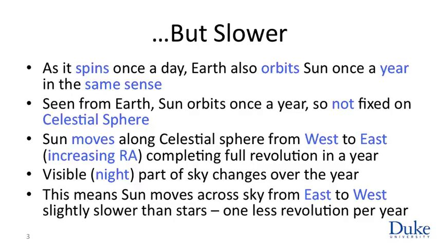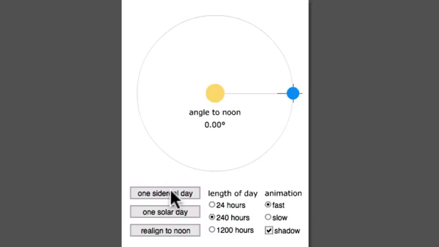Let's see that extra day one more time. This simulation will help us to understand the consequences of the fact that as the Earth spins, it's also orbiting the Sun, and therefore the Sun is moving along the celestial sphere. To make things a little more clear, we have pretended that the sidereal day, or a day, is not 24 hours but 240 hours long. This will make the effect much clearer.